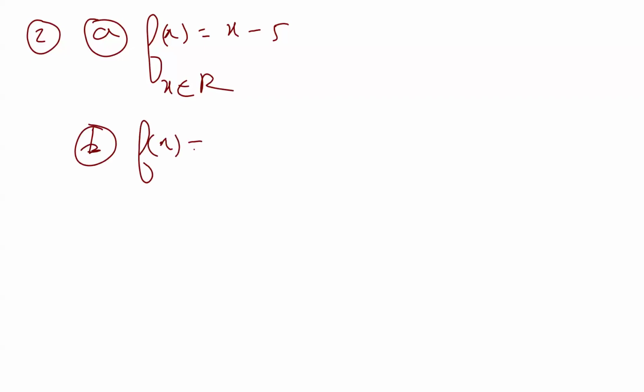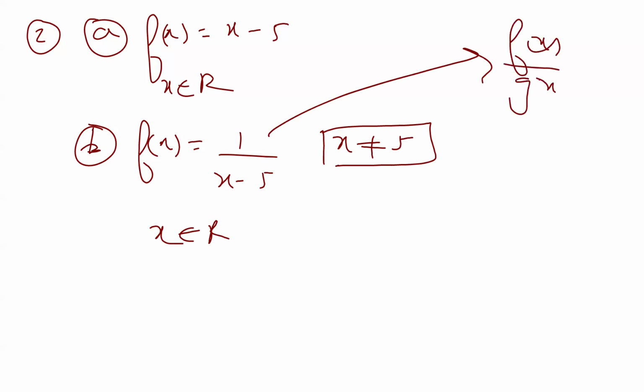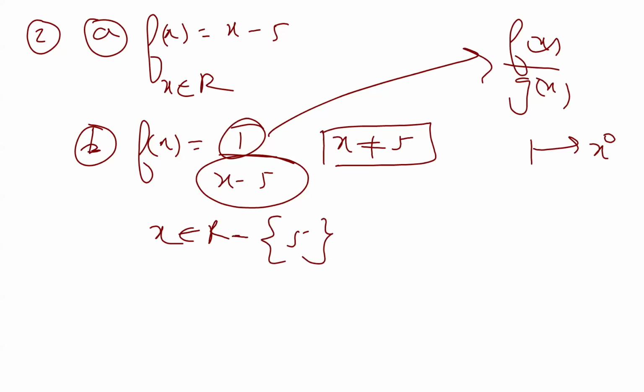Second, f of x is equal to 1 upon x minus 5. And they have also given x is not equal to 5 because the denominator will be 0. See, this is a rational function, f of x upon g of x. But then it is discontinuous only at 5 because at 5 the denominator turns out to be 0. So it's continuous at any other real value of x.